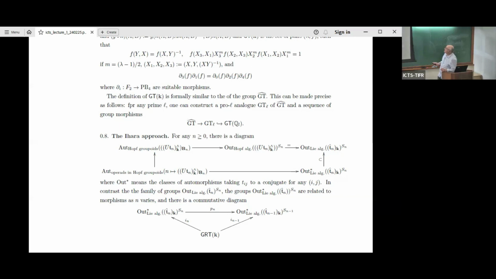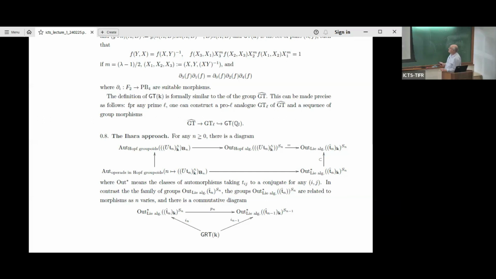Here we have this group in the automorphisms of operads. This group here is just GRT. You can specialize for any n, and then you get an automorphism of a group at a fixed n, and from this you get an outer automorphism for the algebras of this UTn, which is the same as outer automorphisms of the Lie algebras of this Tn. So you have this Kohno-Drinfeld algebra, and you have outer automorphisms which are Sn invariant. And in fact, it lands in outer automorphisms star, so the automorphism should take a Tij to a conjugate of Tij for any i, j.